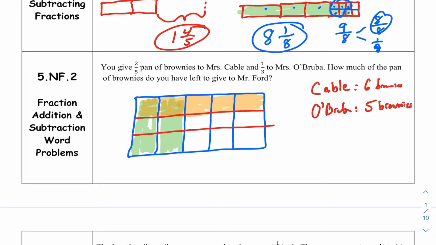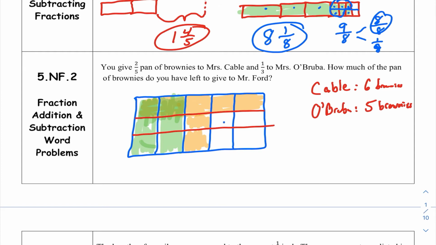So notice when I cut it, I covered those 2 brownies twice. So that means I can't give each of them the same brownie. So I'd have to come down and color in this. So 1, 2, 3, 4, 5. Give those back to Mrs. Cable there. So notice Mrs. Cable got 6 brownies. Mrs. Abruba got 5 brownies. So how many brownies are remaining?